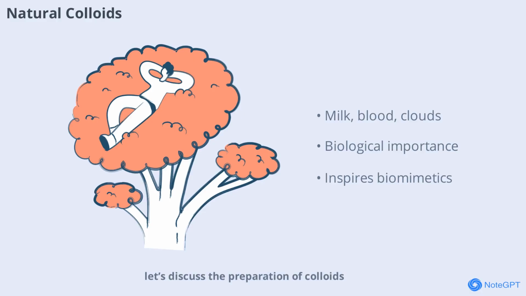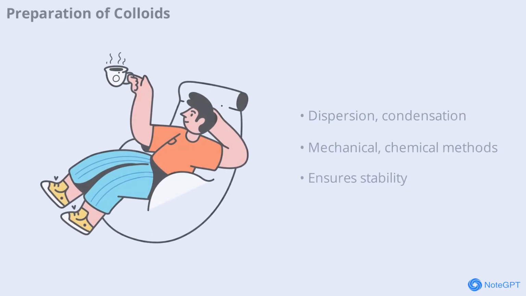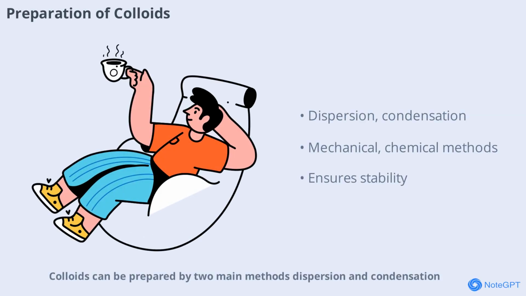Now, let's discuss the preparation of colloids. Colloids can be prepared by two main methods: dispersion and condensation. Dispersion involves breaking down larger particles into colloidal size using mechanical or chemical means. Condensation involves building up particles from smaller units, often by chemical reactions. The choice of method depends on the desired properties and application. Proper preparation ensures stability and effectiveness of colloidal products.